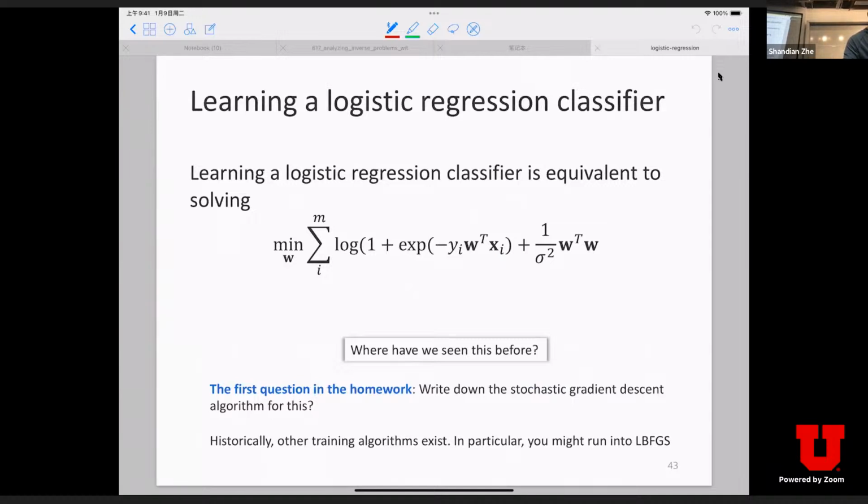So you can see that learning logistic regression in a MAP estimation framework is also an instance of the so-called regularized empirical risk minimization. We have a regularizer, which is exactly the same as the SVM. The only difference is that for the loss term, we switch to the logistic loss.